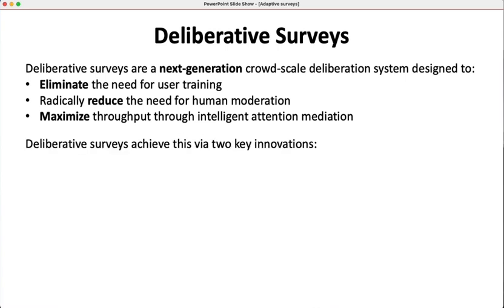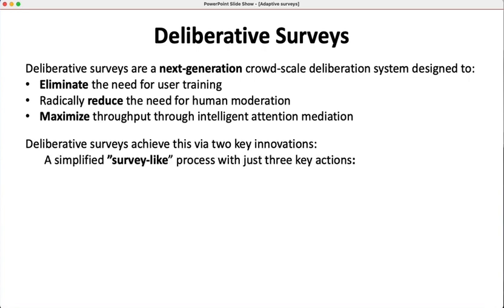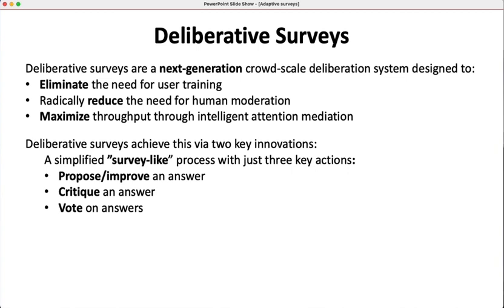So deliberative surveys have made a lot of progress in terms of achieving these objectives, and they do this via two key innovations. One is having a simplified survey-like process for people to follow, which consists of just three relatively simple key actions. One is where people propose an answer or improve an existing one. A second is where they critique an existing answer. And a third is where they vote on a set of competing answers to assess which ones are best for the current challenge.